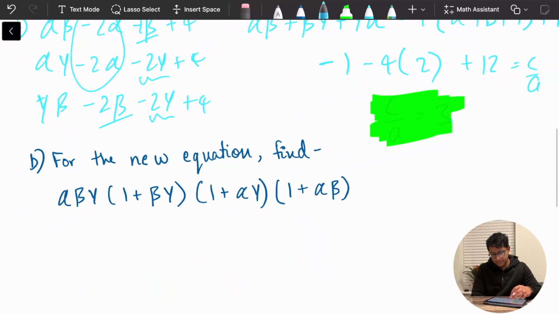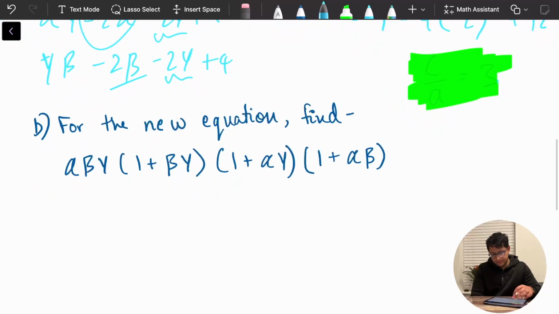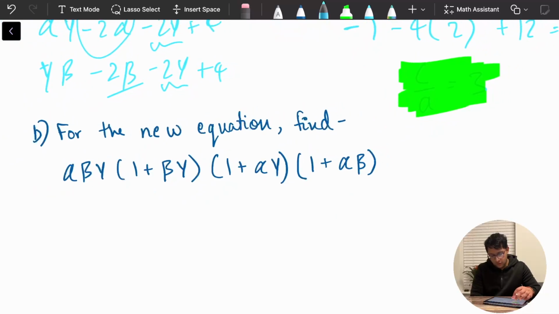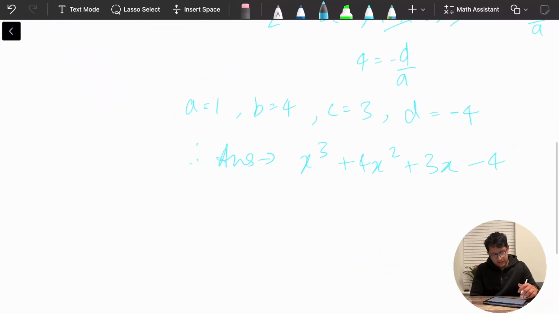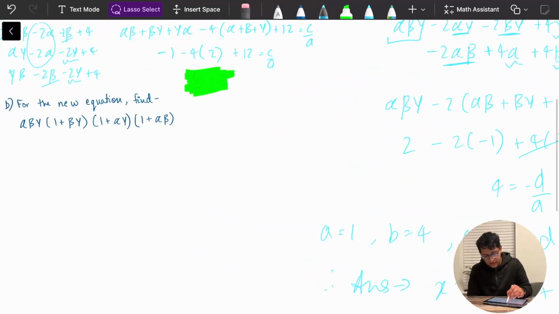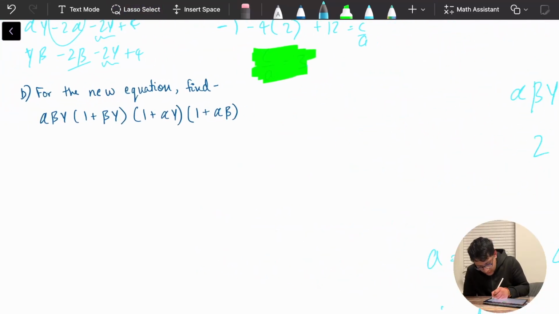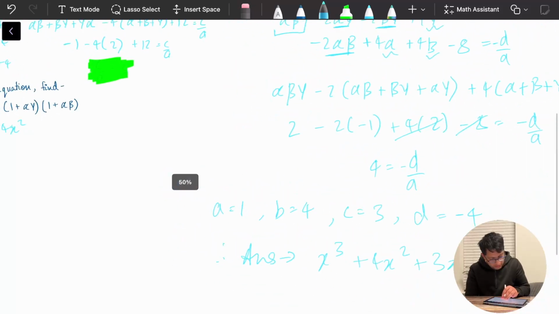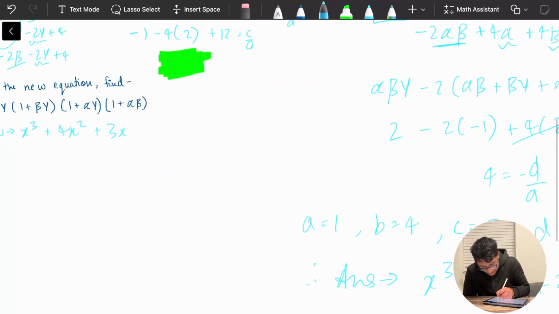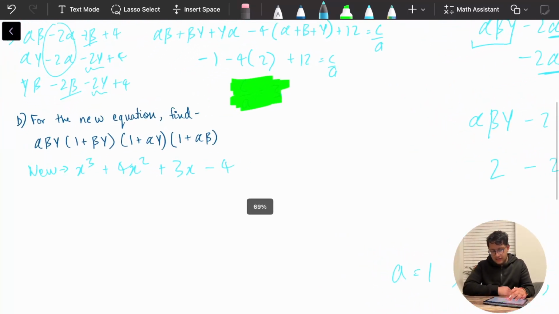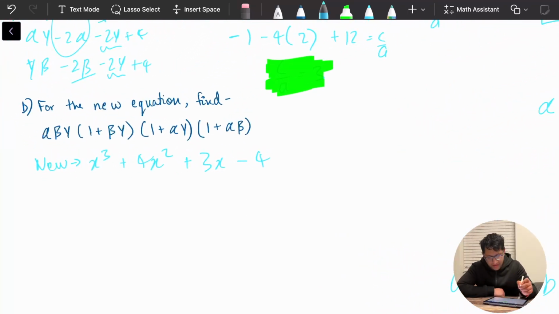Okay. At the end of this question, part B, for the new equation, so the new equation was here. No, actually, I'll just rewrite it. So the new equation, x cubed plus 4x squared plus 3x minus 4, find that. Okay, so immediately I can tell when I expand out these three brackets, I will probably get something quite favorable, which I can just plug in, right?